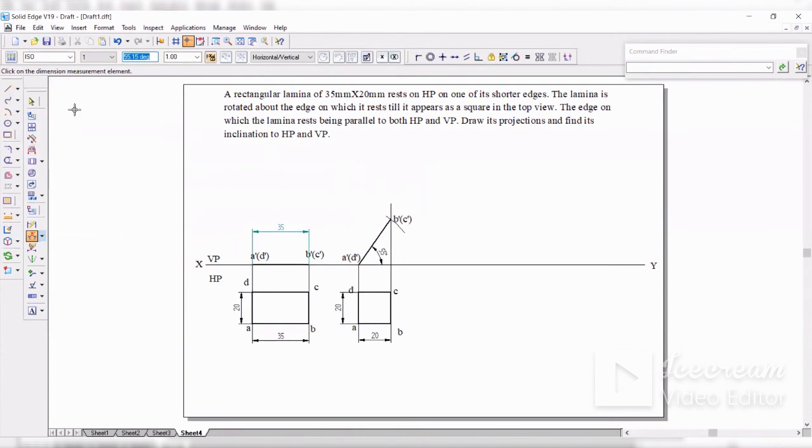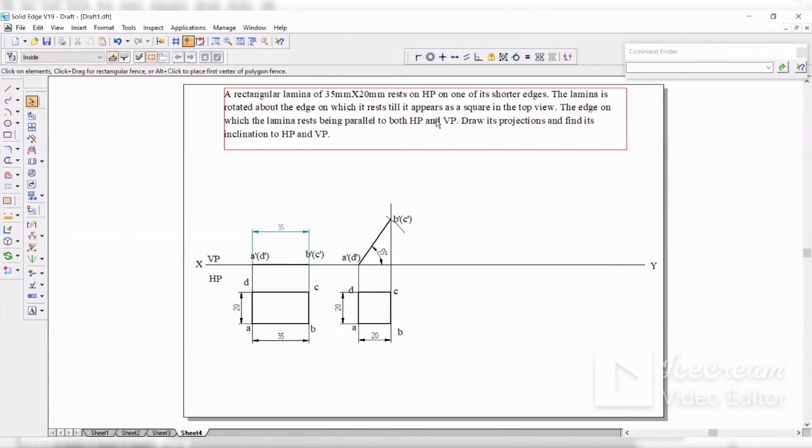As you can see here, draw its projections and find inclinations with HP and VP is the final question. In that you have done the inclination with HP. Now you should calculate the inclination with VP. Before that, there is one more sentence. What does it say? The edge on which the lamina rests, which is AD. AD is the edge on which the lamina is resting. So that will be parallel to both HP and VP.